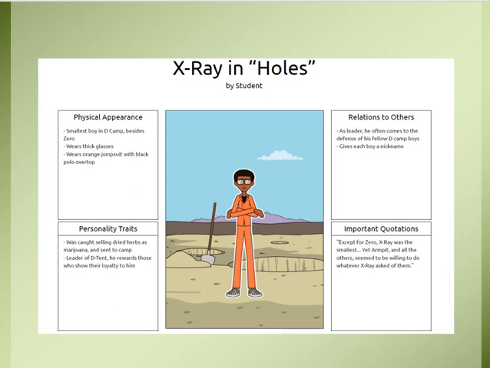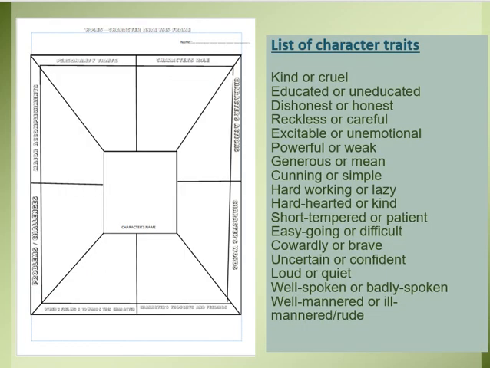Okay, I want you to now look in depth at a few more characters. So here's just an example of one done by a primary school student: a picture in the middle, something about physical appearance, personality traits, relationship to others, and important quotations. The one I want you to work on is this. So you've got this in your OneNote page.